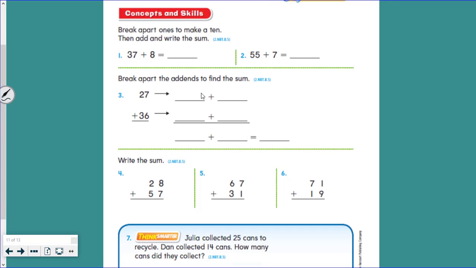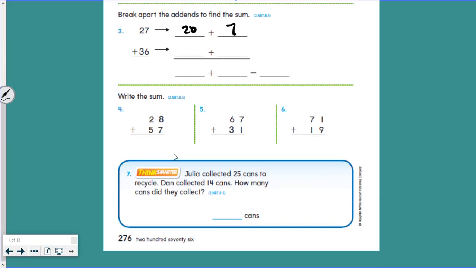Number 3, break apart the add-ins to find the sum. So for example, I will help you with this one. You're going to break apart 27, right? 27 is 20 plus 7. Okay, finish the problem. Pause your video and do number 3. Number 4, some more practice. Write the sum for these 3 problems. Pause your video and do those.